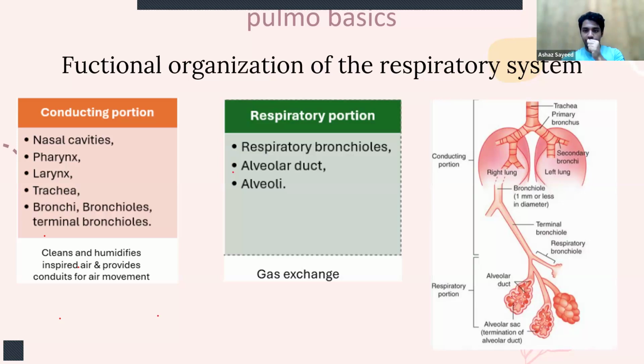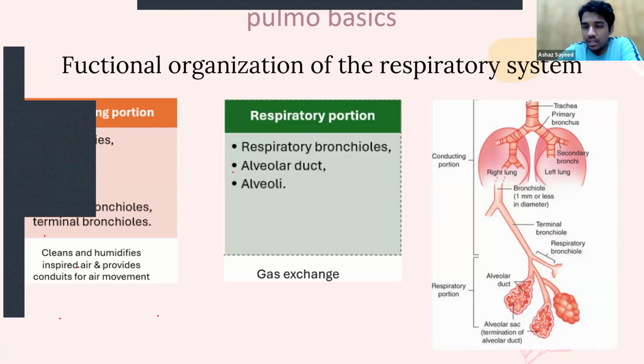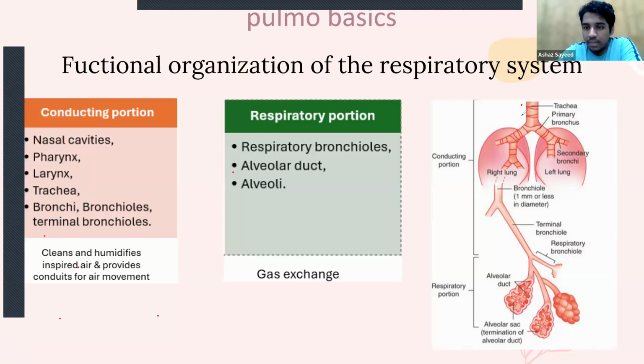So you can see the diagram here. You have the trachea. Let's start here. The trachea, the primary bronchus, and then you have the secondary bronchi, the lungs. All of this, even up until the terminal bronchioles, you're just moving air here. Now, from the respiratory bronchioles onwards, some gas exchange starts happening. So that was all for the basics.